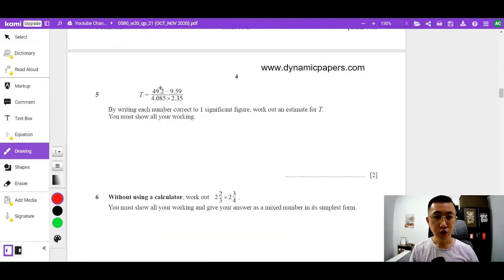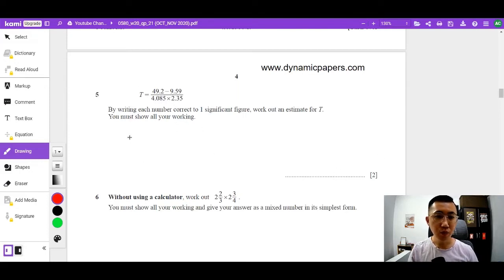Question 5. So they give you one equation over here. By writing each number correct to one significant figure, work out an estimate for t. You must show all your working. Okay, let me observe, 2 marks question. Okay, definitely 1 mark working, 1 mark final answer.